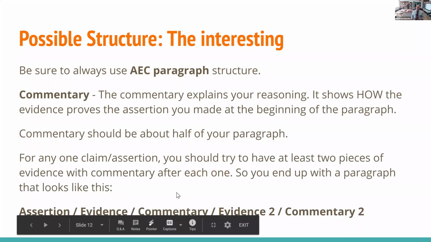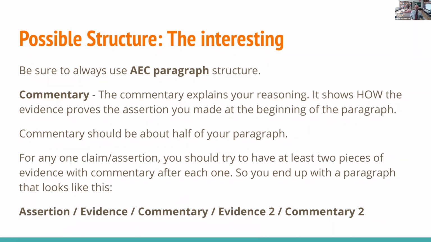And the commentary explains your reasoning. It shows how the evidence proves the assertion you made at the beginning of the paragraph. Your commentary should be about half of your paragraph. So probably for each piece of evidence that you have, 2 sentences of commentary is usually sufficient. For any one claim or assertion, you should try to have at least 2 pieces of evidence with commentary after each one. So then you end up with a paragraph structure that looks like this: assertion, evidence, commentary, second piece of evidence, second chunk of commentary.